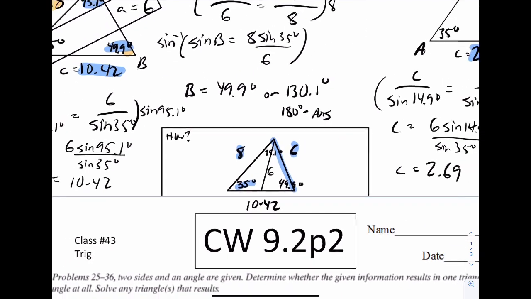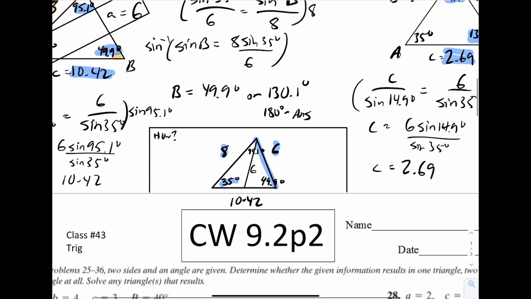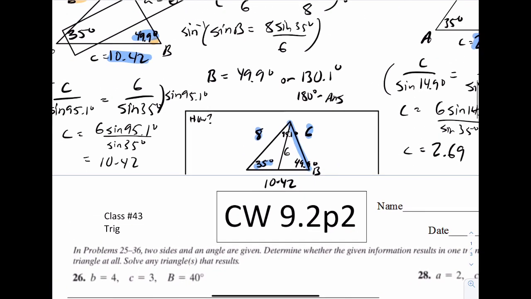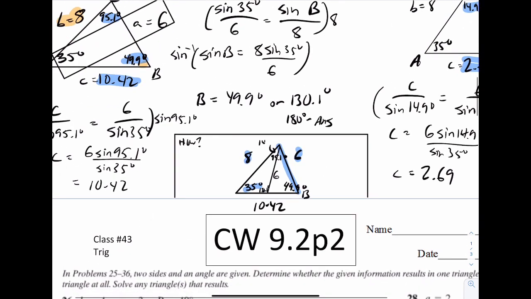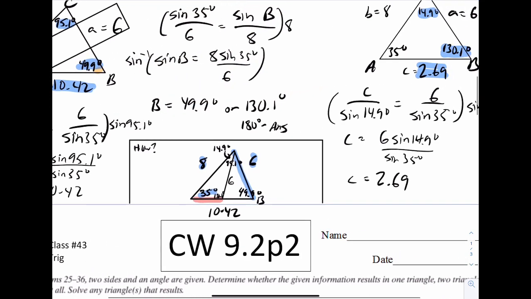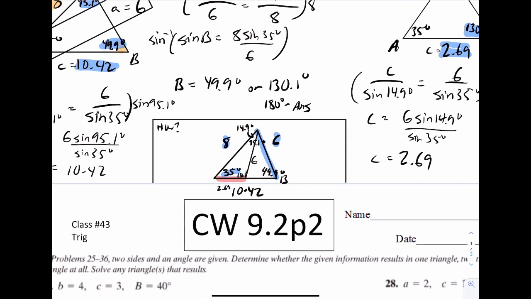But what happens is the angles all change. Notice how B, instead of 49.9 on our other one, is 130.1, which makes sense because that is an obtuse angle. And then 95.1, notice how much smaller it got. It got 14.9. And finally, this last leg, this piece, instead of 10.42, it shrunk to 2.69. So all it's saying is that there are actually 2 triangles possible with the given information. And the whole idea is that this leg can actually swing in or swing out to create 2 separate triangles.